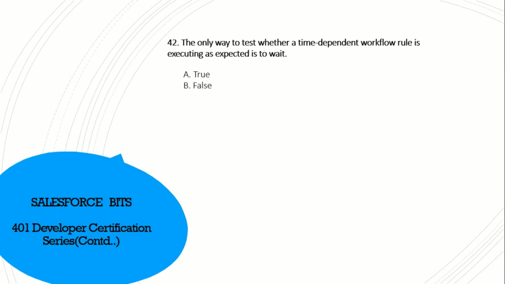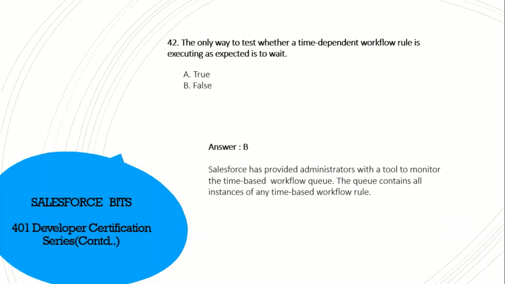The only way to test whether a time-dependent workflow rule is executing as expected is to wait. It is false, of course, because Salesforce has provided a tool to monitor the time-based workflow queue, which contains all the instances, and it also has all the other details of the time-dependent workflow.